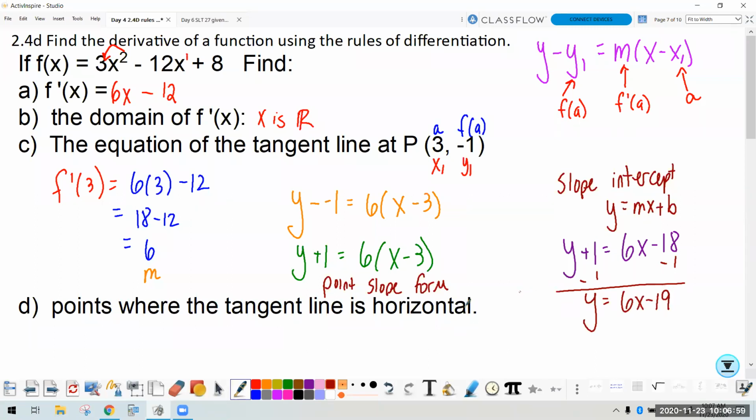To convert forms, but I will always, always start with point slope form because regardless of what either the multiple choice is or the answer key, I can get slope intercept from point slope. So point slope is our best friend in calculus. We are going to use point slope all the time.